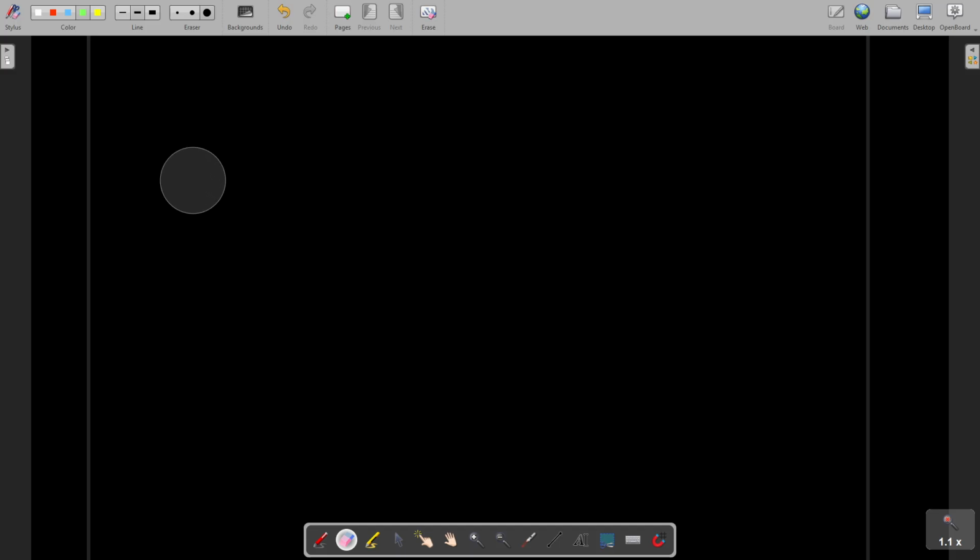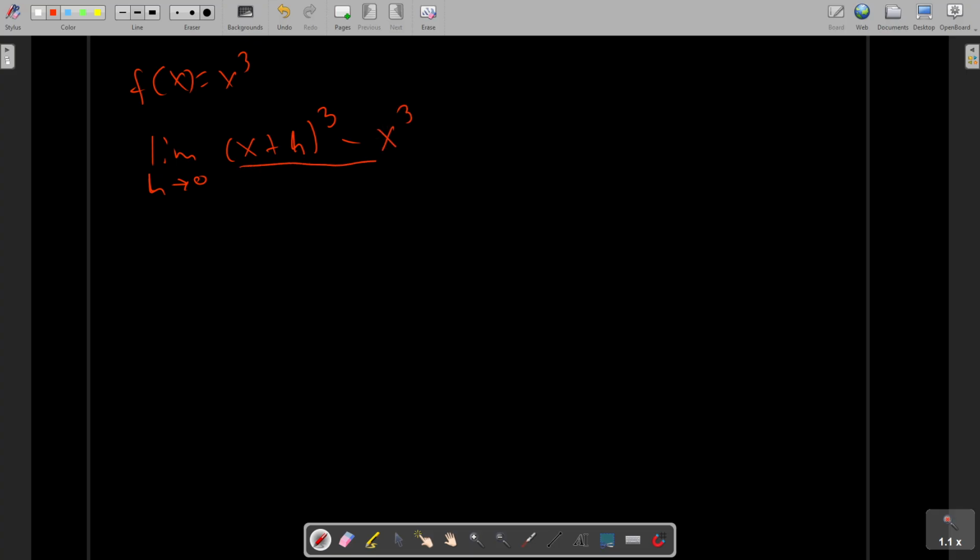So let's try f of x equals x cubed. Okay, so we are taking the limit as delta x approaches 0 of x plus, well, I'm going to use h in this actually, just to show that it can be either h or delta x. So x plus h cubed minus x cubed over h. I'll give you guys a minute to figure out how to solve this.